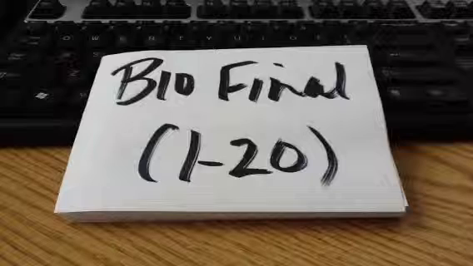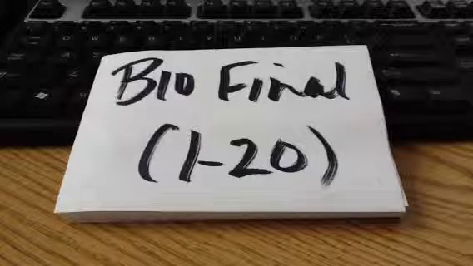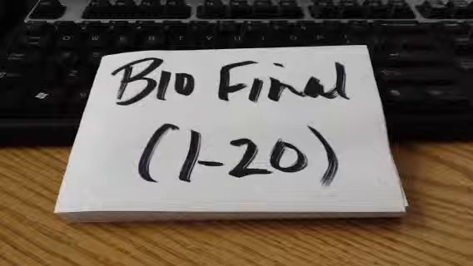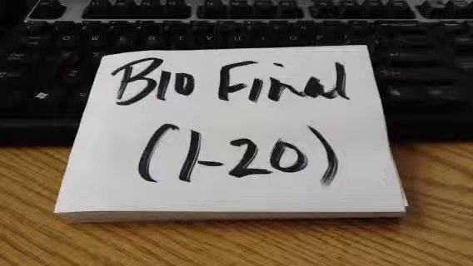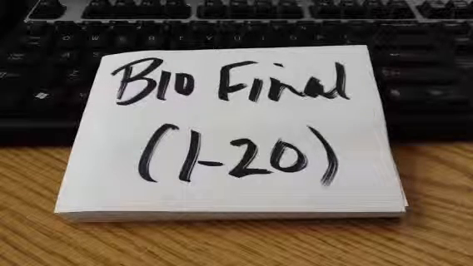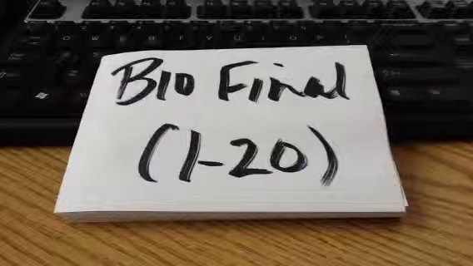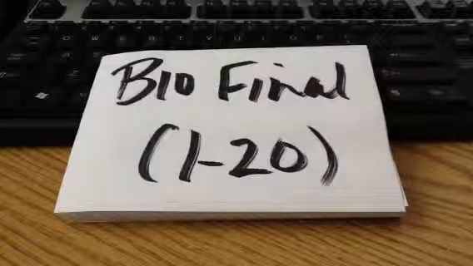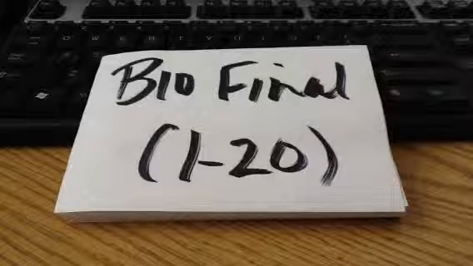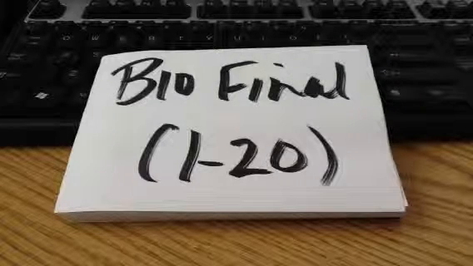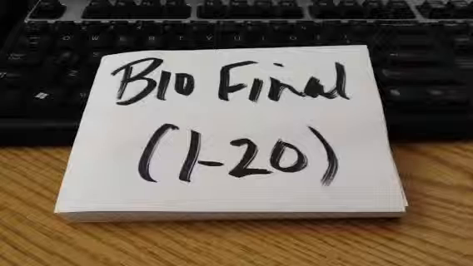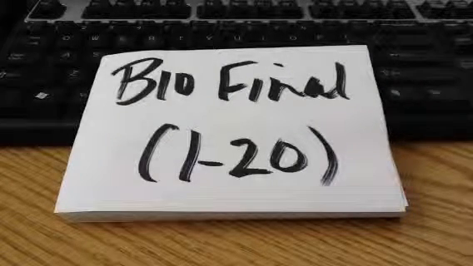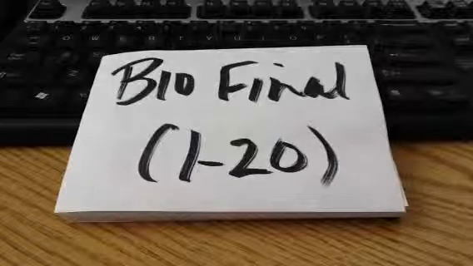Number 7. Which of the following biomolecules is correctly paired with its monomer? Carbohydrate, amino acid; lipid, fatty acids and glycerol; protein, nucleotides; nucleic acid, monosaccharides. Number 8. Which of the following biomolecules is correctly paired with its polymer? Carbohydrate, polypeptide; lipid, DNA; protein, polypeptide; nucleic acid, phospholipid.